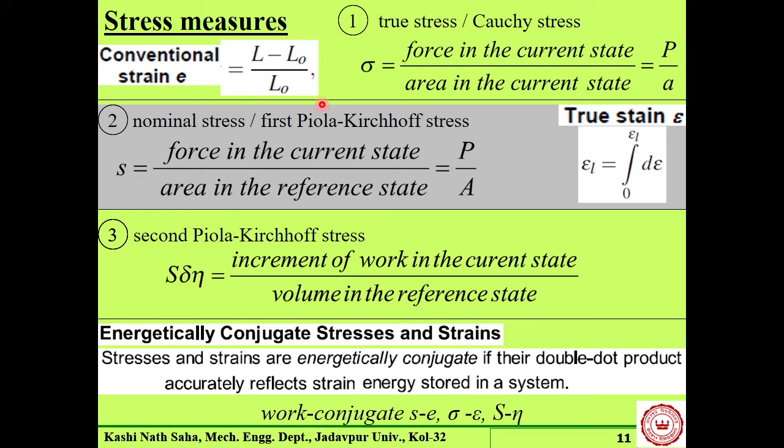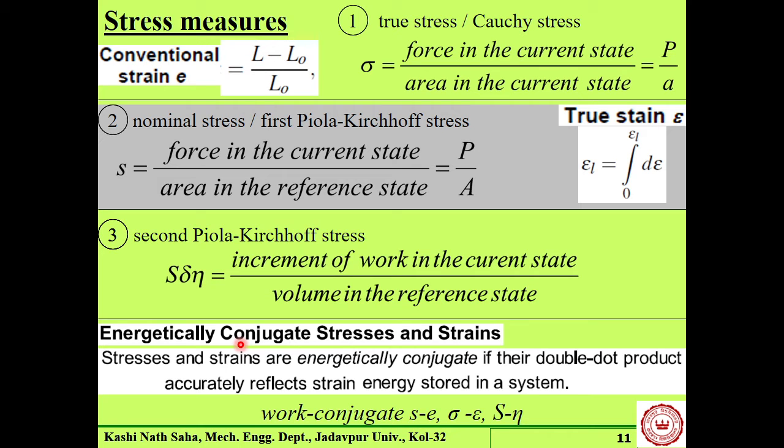What are the features of these 3 measures of stress and strain that are coupled together? The idea is that these combinations of stress and strain are energetically conjugate. What does it mean? Because this means to measure energy. Here it is stored energy inside the material.